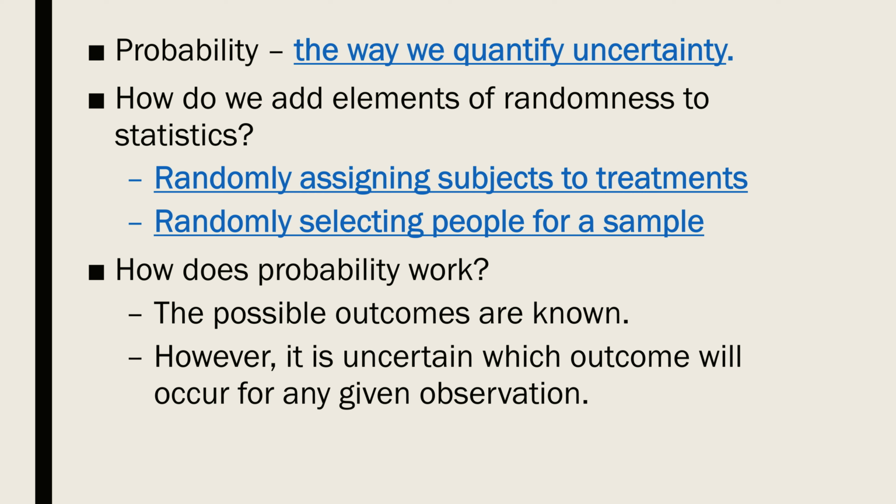How does probability work? First, the possible outcomes are known. Second, however, it is uncertain which outcome will occur for any given observation.